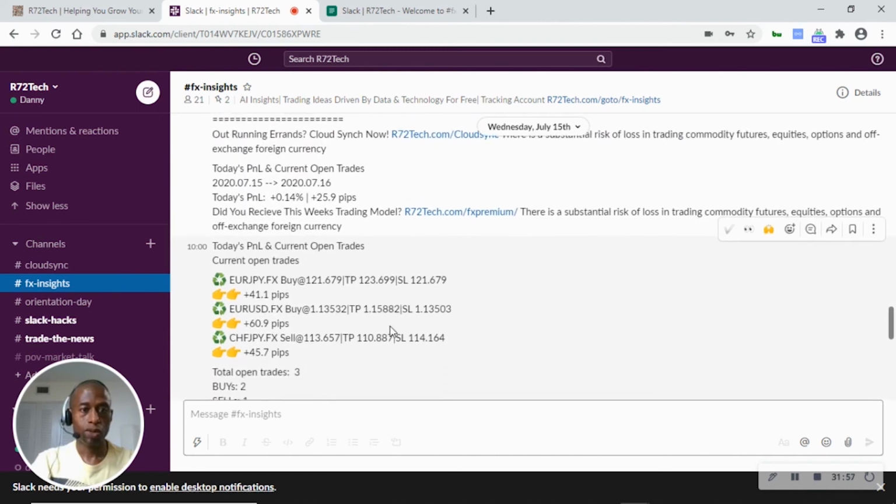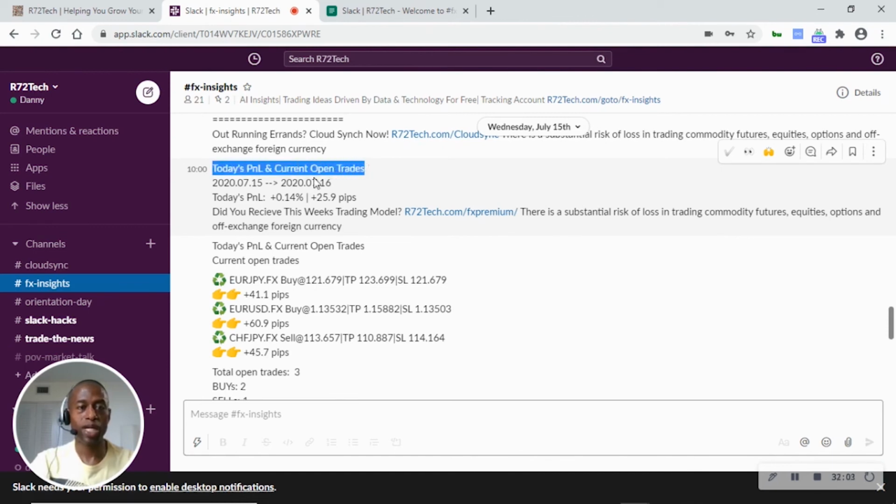Okay, so this is the 10 o'clock in the morning update. It says here today's P&L, current open trades. It's for the date. Now, let's take a look here. Today's P&L. All of a sudden, there's something in here. It is now registering and saying, hey, today's P&L is 0.14, 14 basis points for 25.9 pips. Now, this finally has something in here because a trade has finally closed.